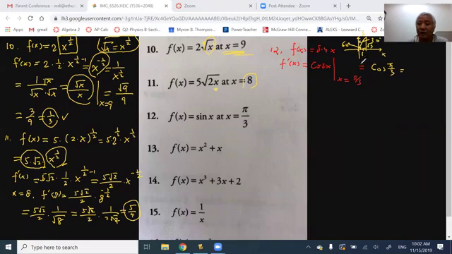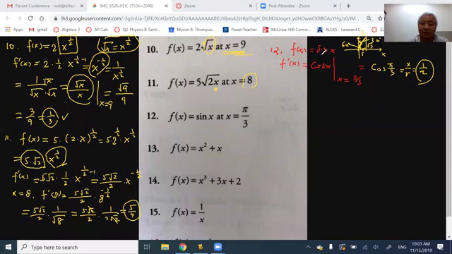So cosine pi over 3, that will be what? Adjacent over hypotenuse, because we have x over r. Adjacent over hypotenuse, or x coordinate over the r. So that will be 1 over 2. So we can find this now, okay?